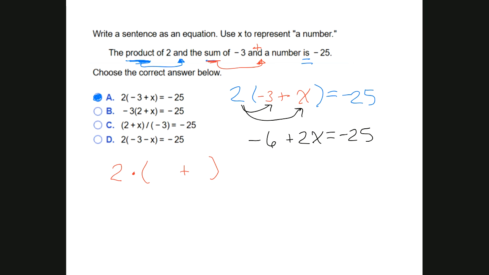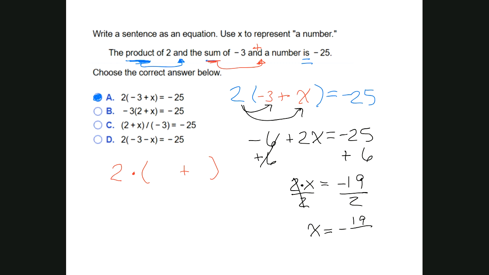Slowly get x by itself. I could add 6 to both sides of my equation, and that will leave me 2x is equal to -19. Now to undo this multiplication with the 2x, I will divide by 2, divide by 2. And that leaves me x is equal to -19/2.